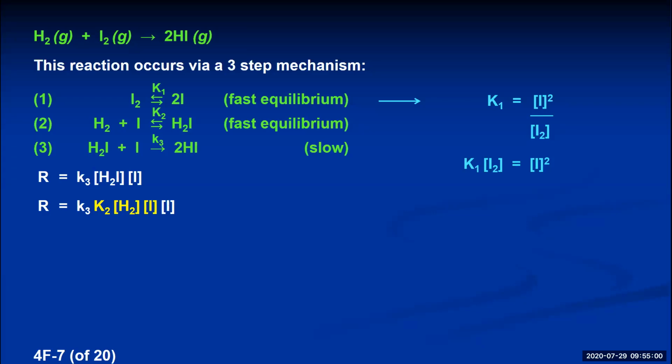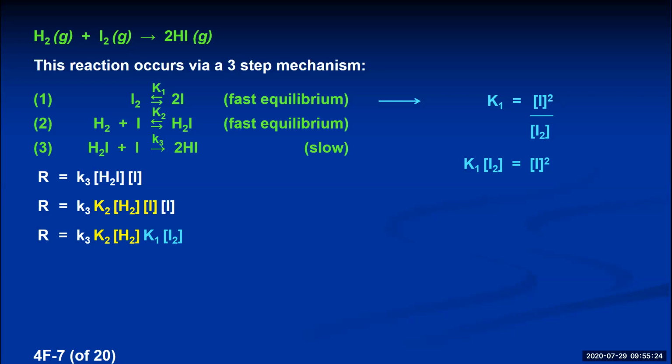I'm going to make my substitution right now because in my given rate law at the bottom left, I have I times I, which is concentration of I squared. And so that's just going to equal K1 times the concentration of I2. So the final rate law now will have diatomic hydrogen to the first power, diatomic iodine to the first power. They're both reactants in the overall reaction.